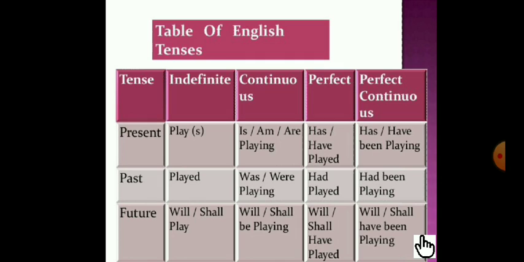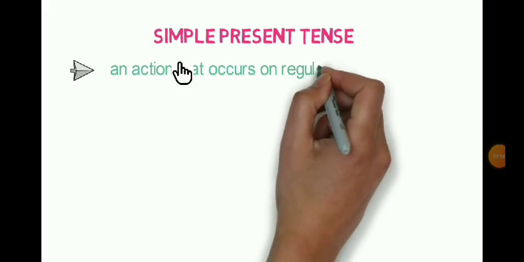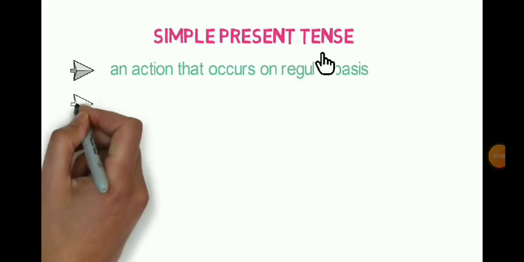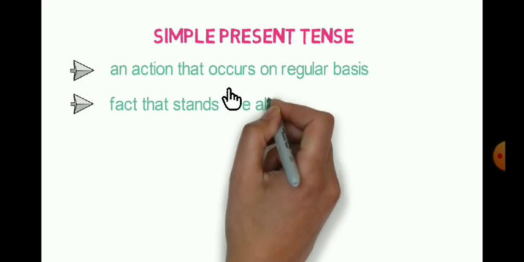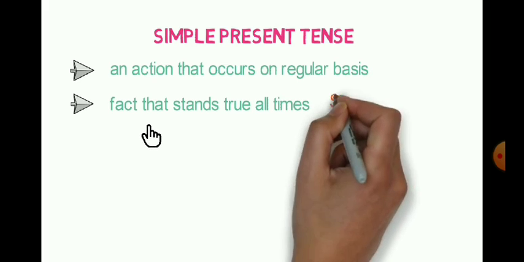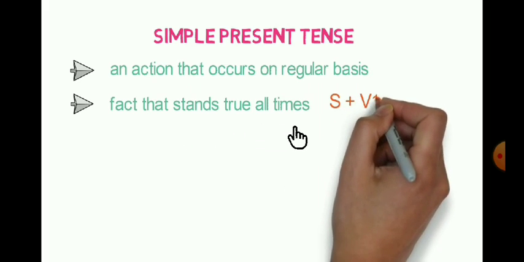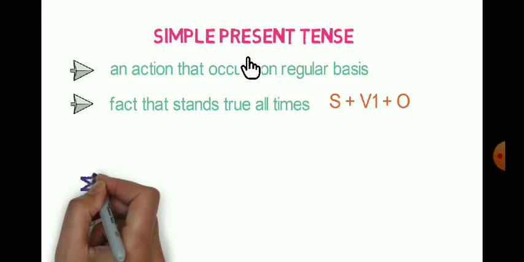So students, let's begin with the first type of tense. So what is the first type? Simple present tense. So what is a simple present tense? The meaning of the simple present tense is an action that occurs on a regular basis. An action that occurs on a regular basis is called simple present tense. Another point, a fact that stands true at all times. The facts which stand true all the time are called simple present tense.